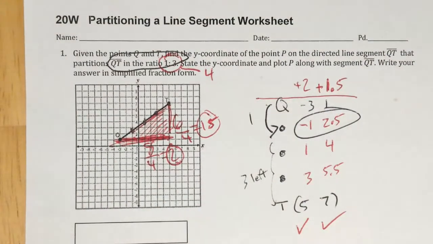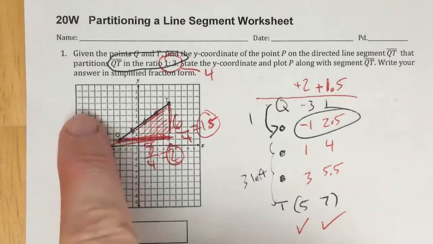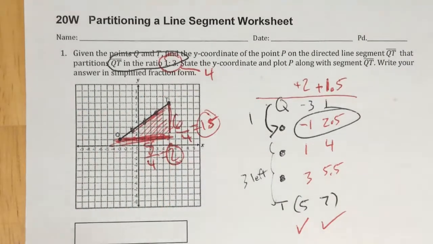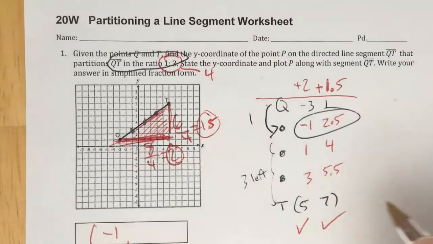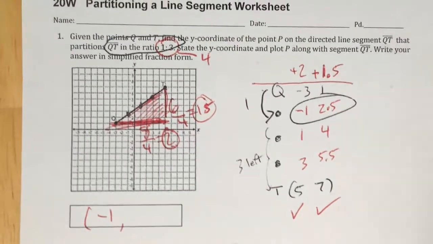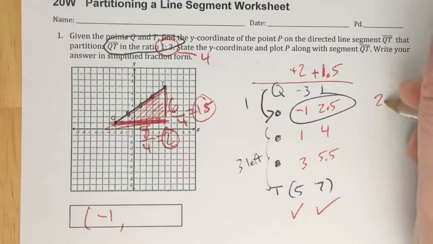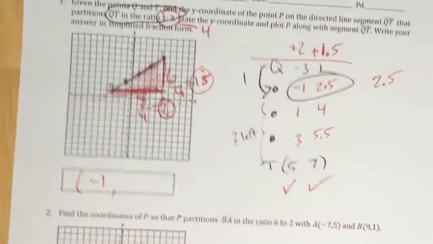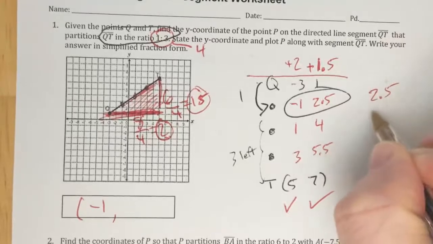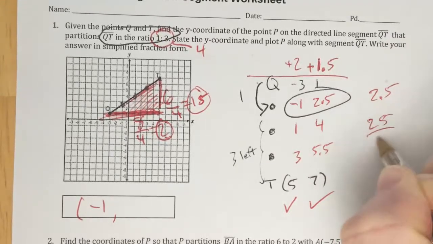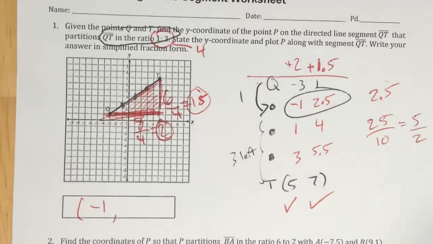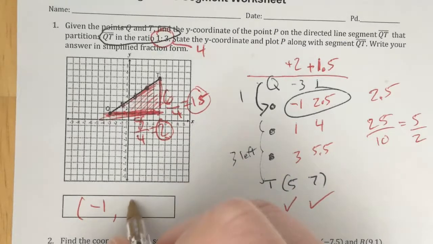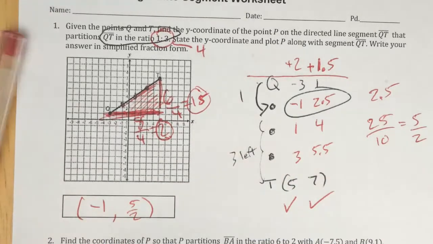And they might want you to put that in fraction form. They did want that in fraction form, so let's write that. So that'd be parentheses, that's -1, comma, and how do you write that in a fraction? Well, that is 2.5, right? So that's 2.5 over 10, and then you would just simplify, or you would just make it into 5 halves. So that is 5 halves. Boom. Okay, and then you just rinse and repeat for the rest of it.